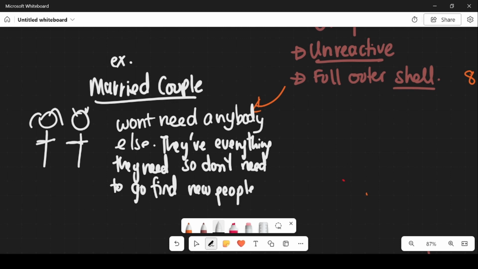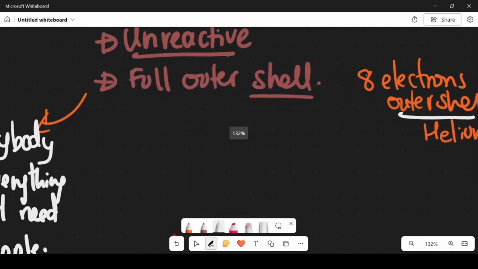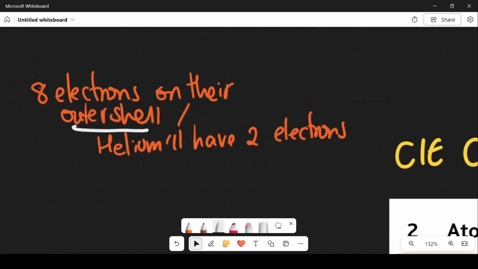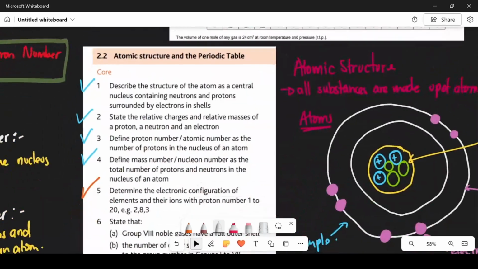So that's kind of a nice little example you can use to remember the noble gases. They're married. It's cut the deal. The ring is there. They don't want anything because they have everything they need. Lucky for them, unlike other elements in the periodic table that have to react. Okay, so basically in the syllabus. Sorry, let me go back to the correct one.